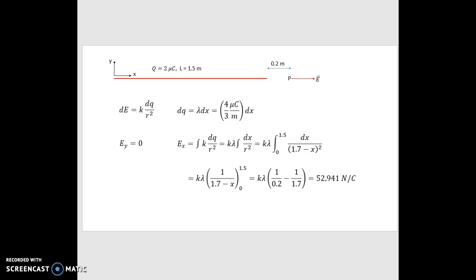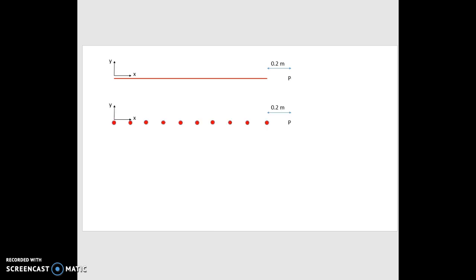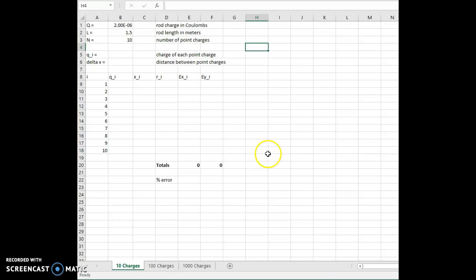But now I want to think about how we could do this numerically to emphasize the idea that an integral is just adding up a whole bunch of tiny contributions. So I'm going to imagine replacing our charged rod here by some number of individual point charges spread out over the length of that rod. So here to start, I'm imagining 10 point charges spread over the length of this rod, and I'm going to set up this calculation in Excel because I don't want to do 10 calculations by hand. So let's jump over to Excel.